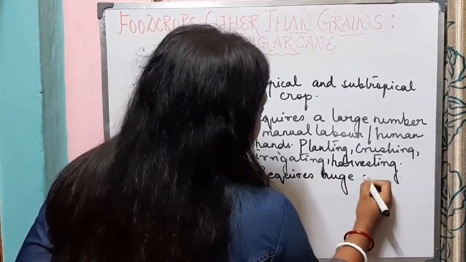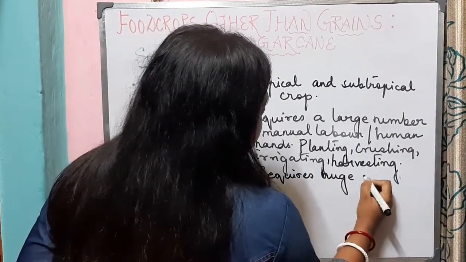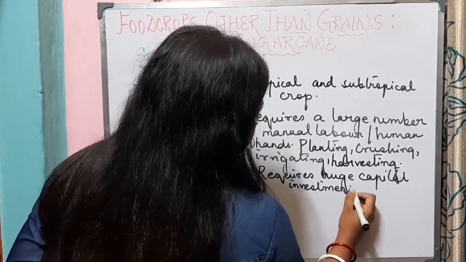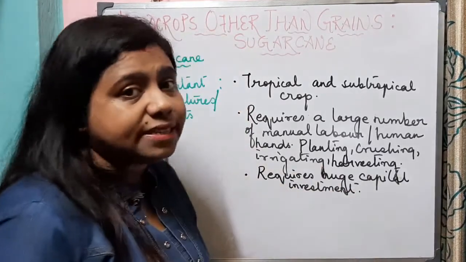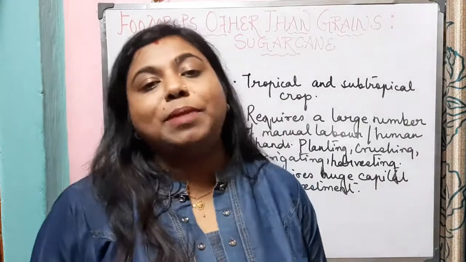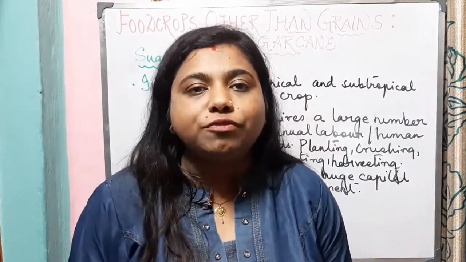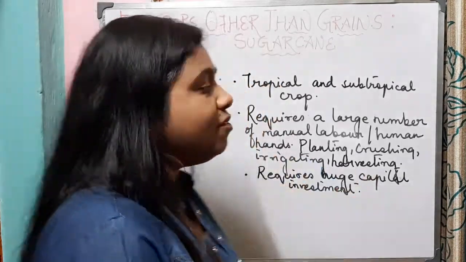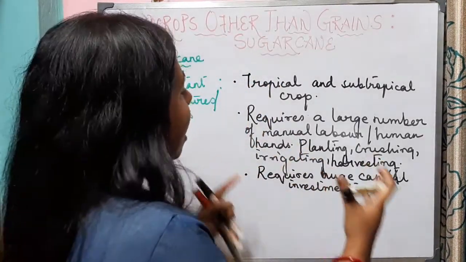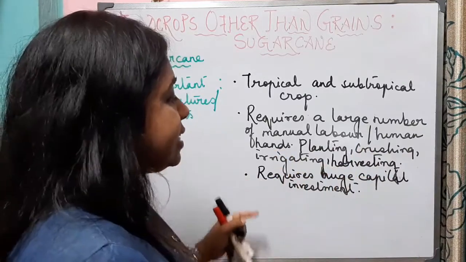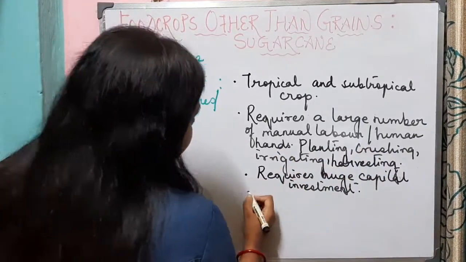Also, it requires huge capital investment. So we can say that this is capital intensive. As we know that sugarcane is a plantation crop, and we have already learned the features of plantation farming, where we have learned that it requires a huge number of labor and also it is capital intensive. So sugarcane also requires a large amount of manual labor and it is capital intensive.